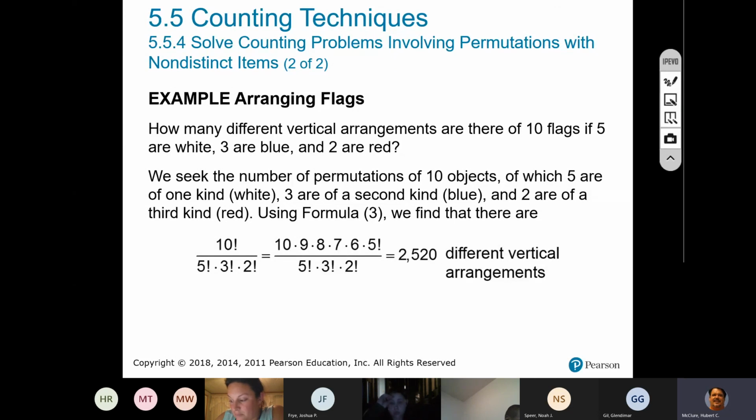Here we go. And that's the formula. Okay. How many total flags are there? There's 10 flags. So 10 goes on top. 10 factorial. And then you multiply by 5 factorial, 3 factorial, and 2 factorial. And I'm going to show you how to do it on the calculator.